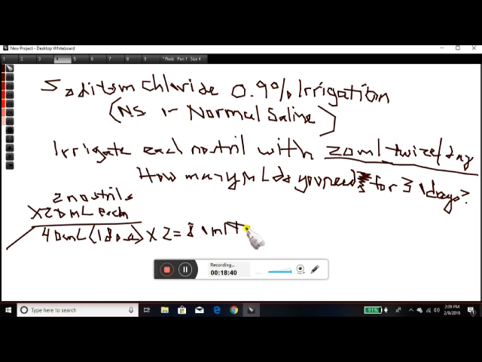And I sound like I need a nasal saline irrigation right now. So we have 80 ml, and we're going to do it for 30 days. How many milliliters do we need? 80 times 30 is going to be 2,400 milliliters. You can dig out a calculator and check my math on that. But it's going to be 2,400 milliliters.